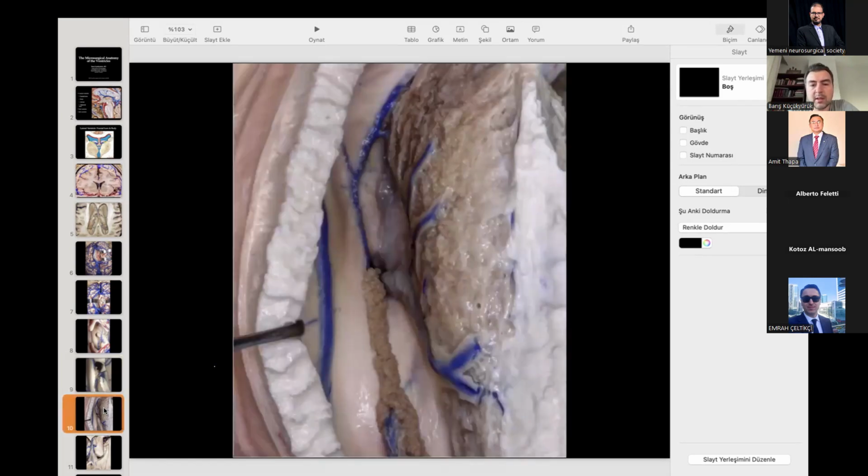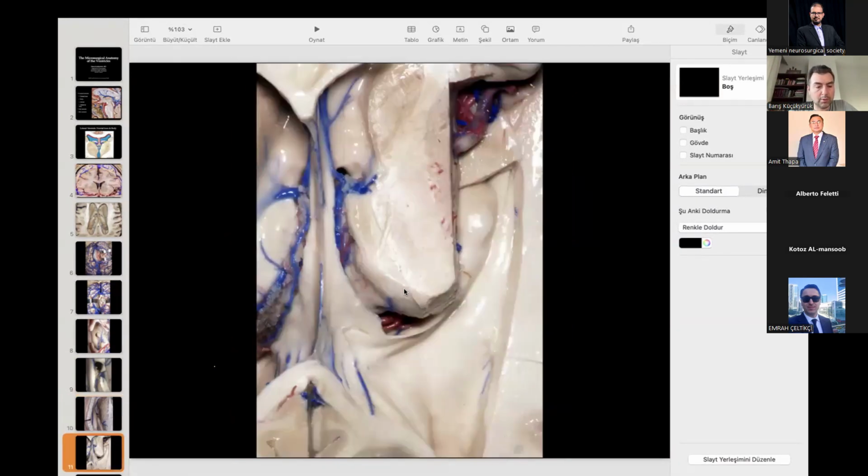So let me pass these. As you see, there's another vein collecting blood both from the caudate nucleus and the septal area. So this vertical vein cannot be trusted. We always need to find this large thalamostriate vein, always lateral to the foramen of Monro. So let's see one more time.